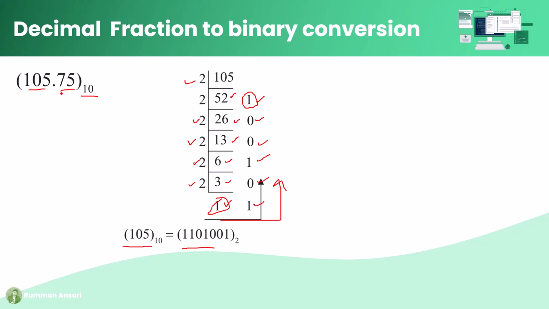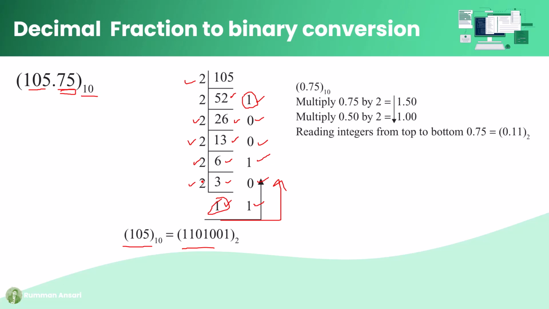And now we have to do the operations for the part after the point, 0.75. What do we have to do for this? For this case we have to multiply by 2. You can see that we have 0.75, which is of base 10. Now we multiply 0.75 by 2, so it will be 1.50.